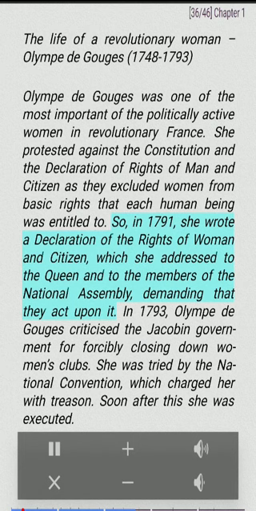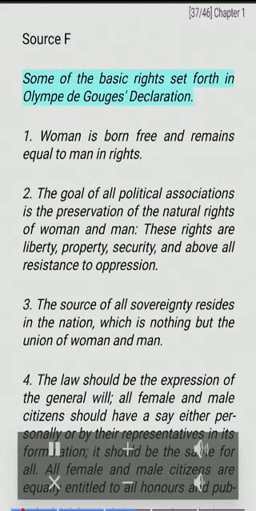So, in 1791, she wrote a Declaration of the Rights of Woman and Citizen, which she addressed to the Queen and to the members of the National Assembly, demanding that they act upon it. In 1793, Olympe de Gouges criticized the Jacobin government for forcibly closing down women's clubs. She was tried by the National Convention, which charged her with treason. Soon after this she was executed.